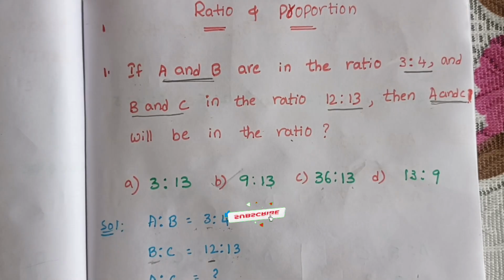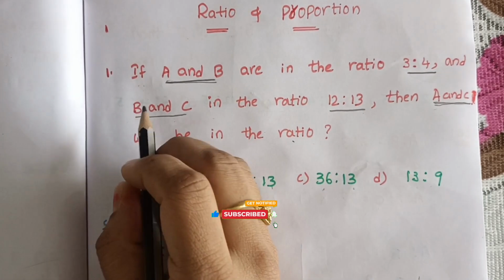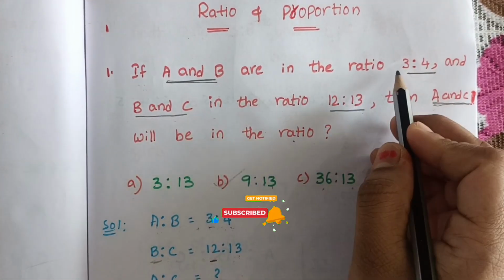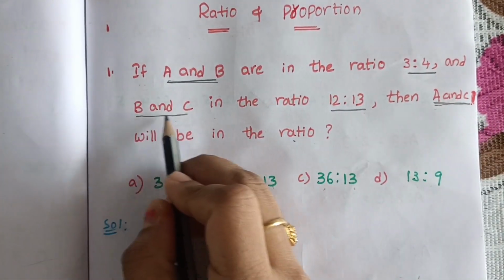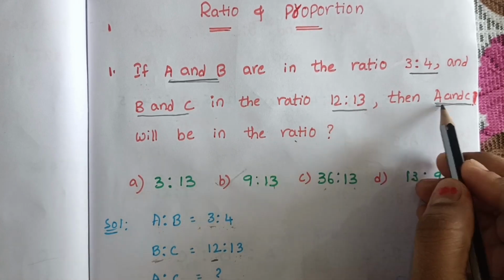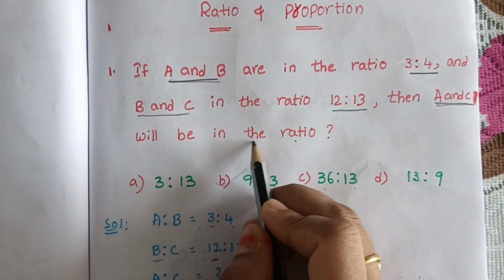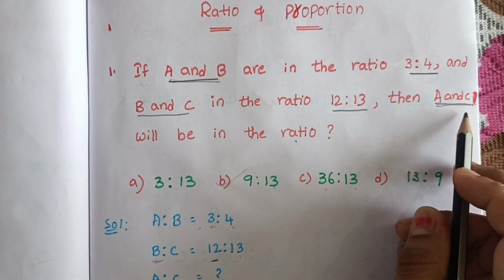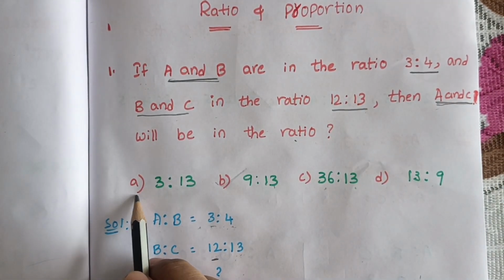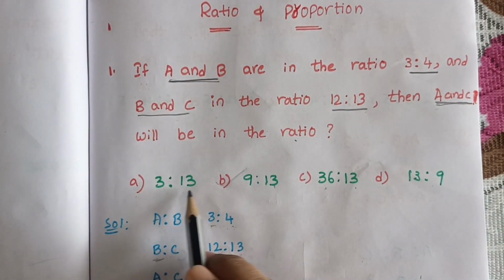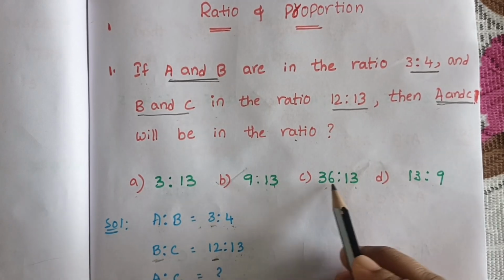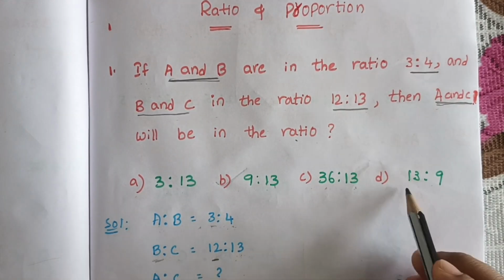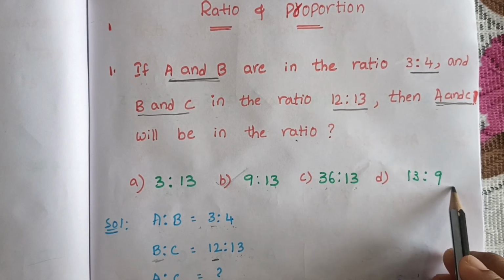Without any delay, let's get into the topic. If A and B are in the ratio 3 is to 4 and B and C are in the ratio 12 is to 13, then A and C will be in the ratio. We need to find the A and C ratio. Here some options are given. Option A is 3 is to 13, B is 9 is to 13, C is 36 is to 13, D is 13 is to 9.